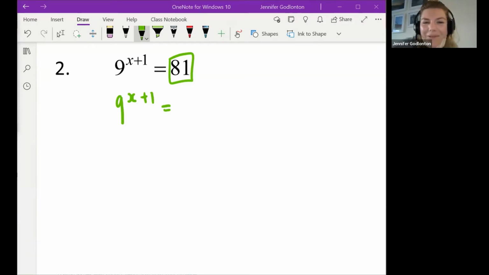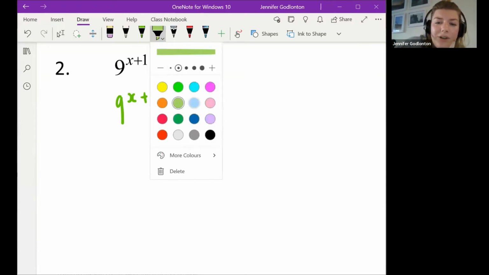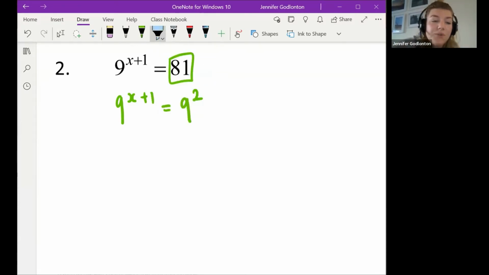How can I write 81 with a base of 9? Ma'am, you can write it as 9 squared. Beautiful. Ma'am, I can write it as 9 squared. Can I solve the rest of the sum? Absolutely, you can. So now where we're at is our bases are the same as each other. So where can I go to from here?